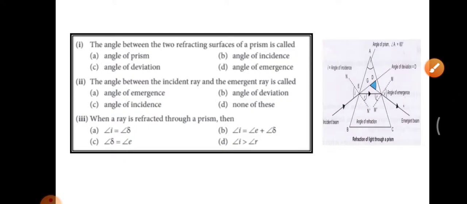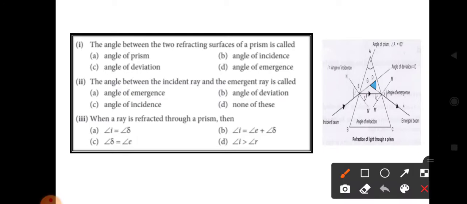The angle between the incident ray and the emergent ray is called. See, this is the incident ray and this is the emergent ray. So the angle between the incident ray and emergent ray is called angle of deviation. The correct answer is angle of deviation.